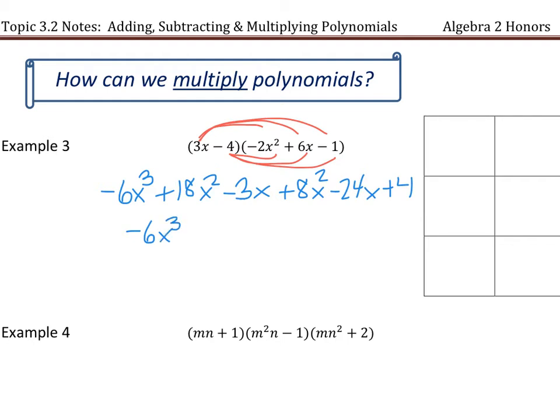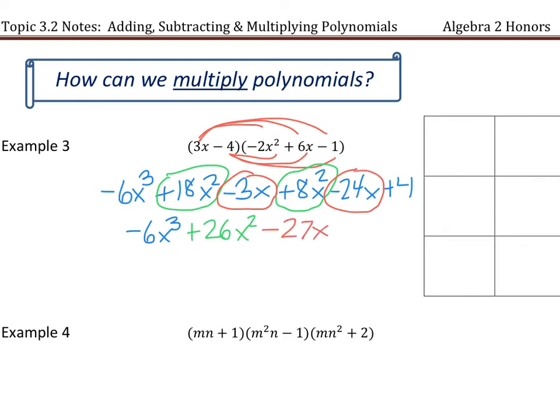And then next we have our x squared terms, so we have 18x squared and 8x squared, so that's going to give us 26x squared. And then we have negative 3x and negative 24x, so that's going to give us negative 27x. And finally, we have one constant, which is the positive 4. So the resulting product in standard form is negative 6x cubed plus 26x squared minus 27x plus 4.